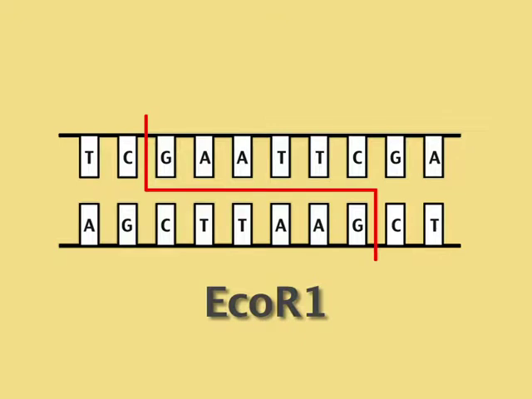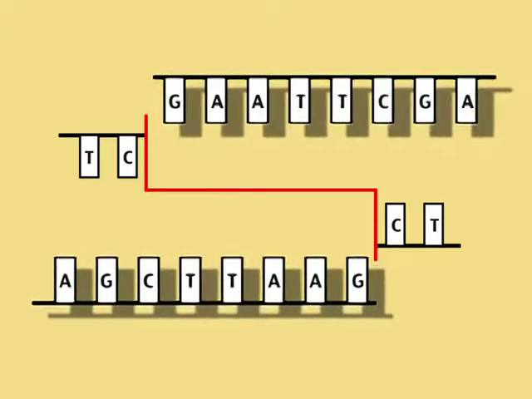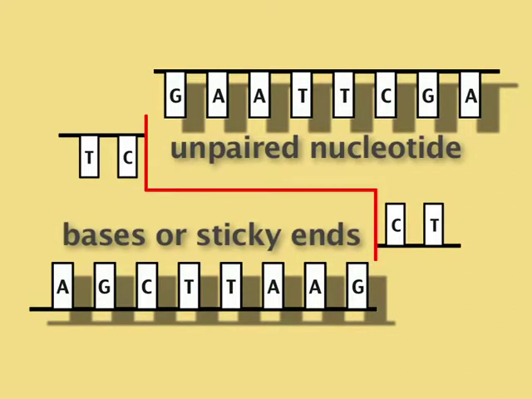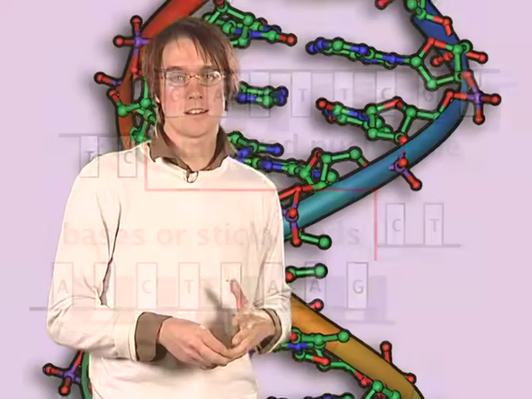EcoR1 is a restriction enzyme found in the bacterium E. coli, and it cuts DNA as shown. This produces a staggered cut and unpaired exposed nucleotide bases, or sticky ends. A restriction enzyme could be used to cut out the length of DNA that is the required gene from a whole DNA molecule, but this is difficult.